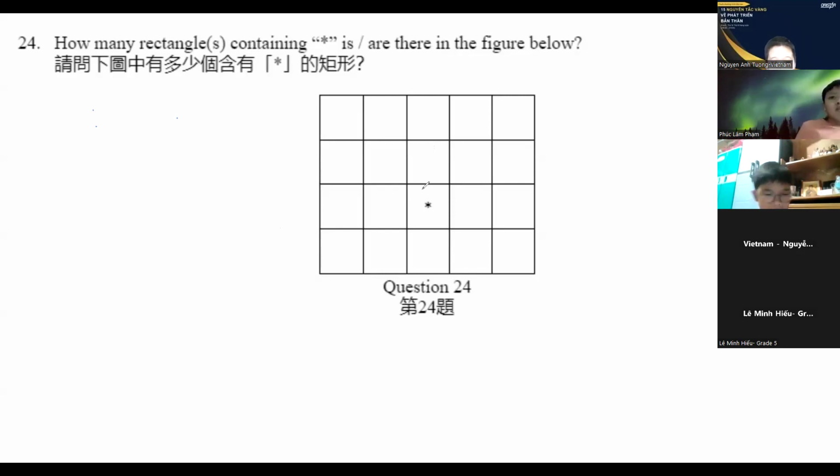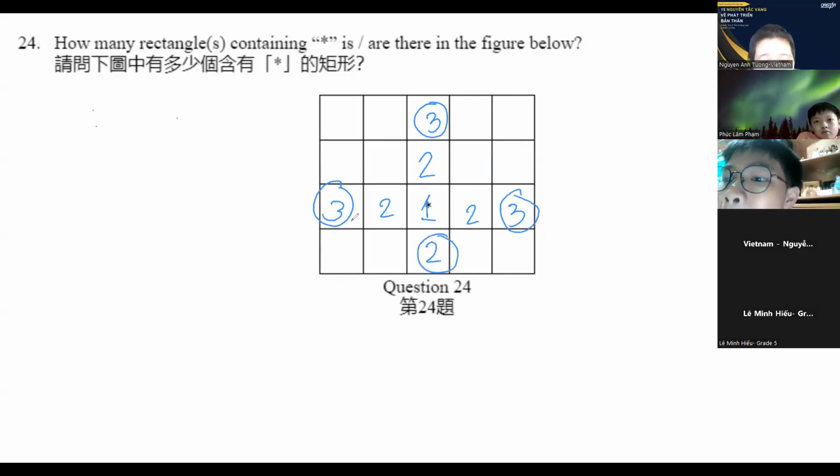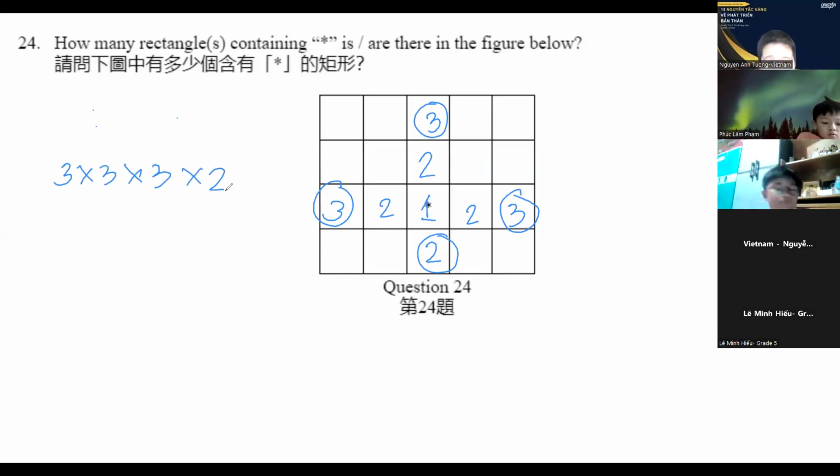For number 24, we have 1, 2, 3. We start at the center and go over the 4 directions: 2, 3, 2, 2, 3. And then we only take the last numbers. So 3 times 3 times 3 times 2, that is 54. So the answer for number 24 is 54.